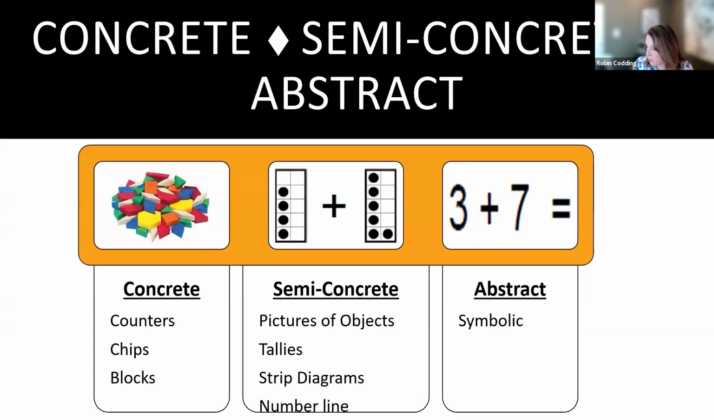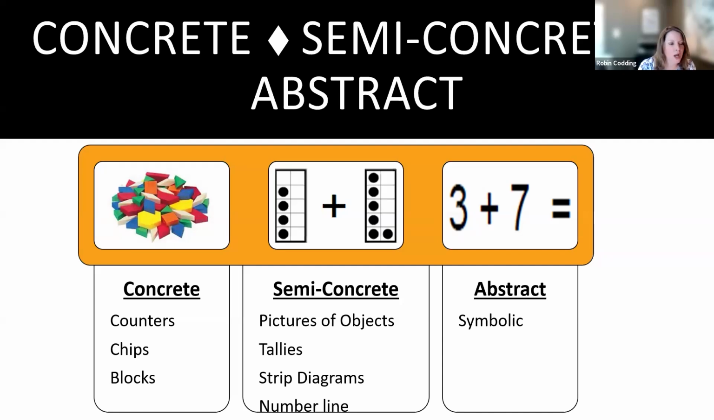So let's talk a little bit more about using concrete, semi-concrete, and abstract representations. Using concrete, semi-concrete, and abstract represents three modes of representation. So obviously we have our concrete, which is three-dimensional, so use counters, chips, blocks, two-dimensional, which is typically pictures or diagrams or number lines, and symbolic representations.